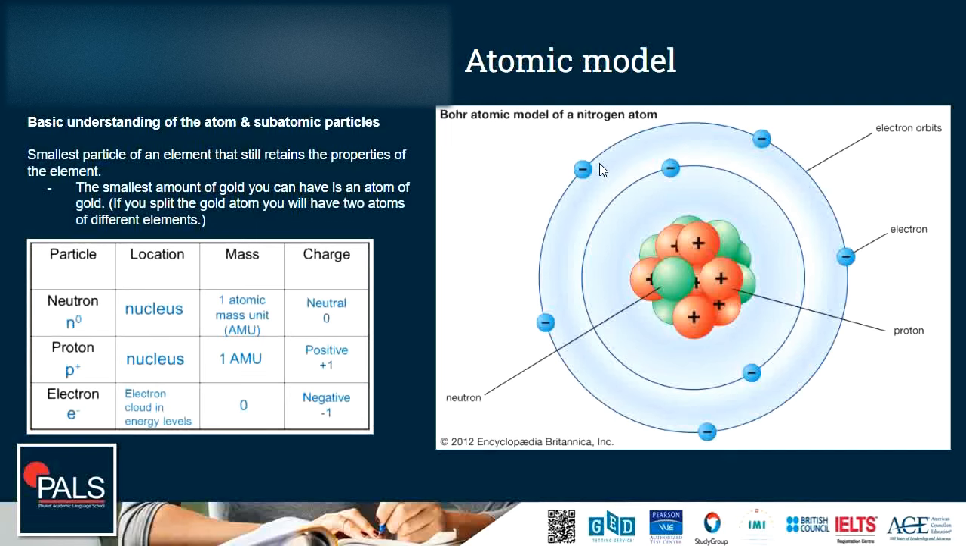Okay, the atomic model. So we need a couple of basic understandings of the atomic structure and specifically the subatomic particles, the particles that atoms are made of. The smallest particles of an element that still retain properties of the element are atoms, which means basically the smallest amount of gold that you can have is an atom of gold. If you split the gold atom, you will have two atoms of different elements. So an atom is the smallest particle of an element that still retains the properties of the element itself.